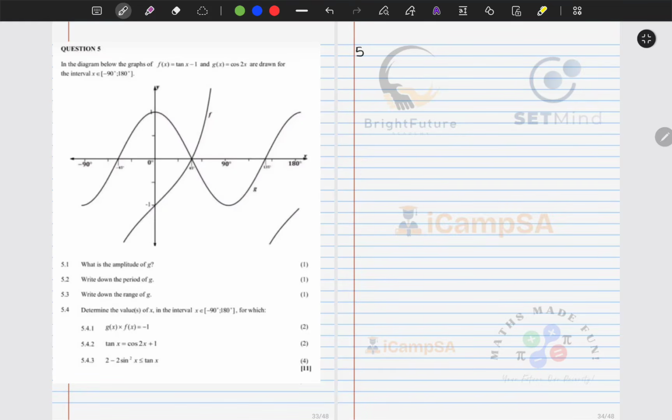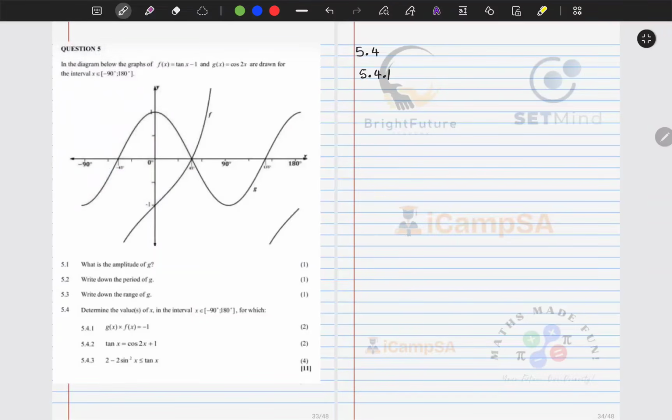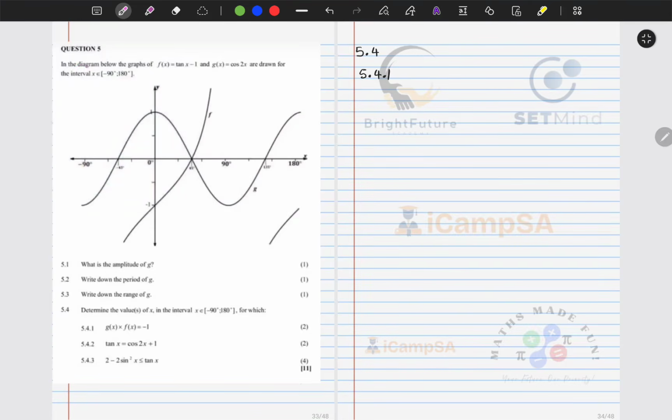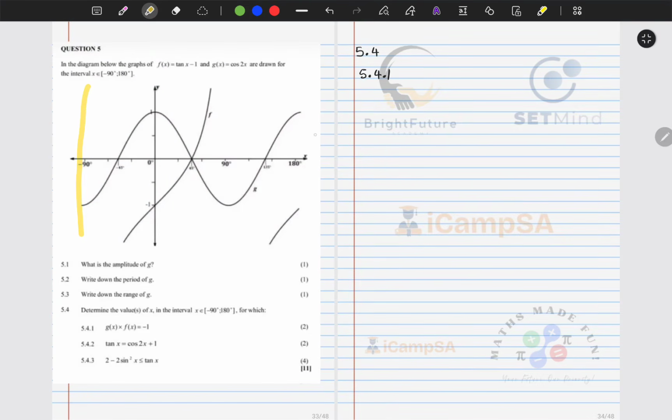Right, let's have a look at 5.4. And we look at 5.4.1. Right. So for this one, it's just interpretation of the graph. So they want where the product of these two, and this is between -90 and 180. Okay, so yeah, it's just what we see here. So from here up until there.